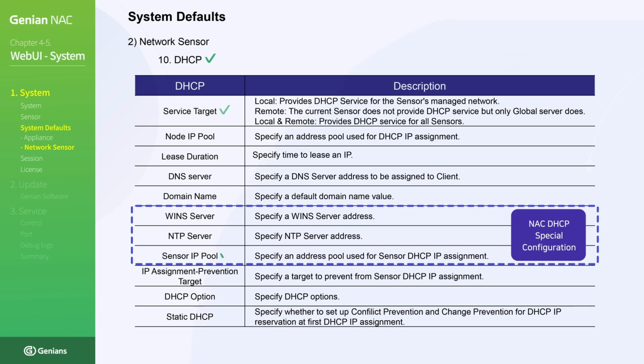The sensor IP pool item configures the address range to be used for sensor DHCP IP allocation by the network sensor. The IP assignment prevention target item designates targets that the DHCP server does not assign IPs to, which can be set to nodes violating the No IP Changes policy or nodes without a No IP Changes policy. The static DHCP item applies the IP change prevention and collision protection policies to nodes assigned DHCP IPs by NAC, providing fixed IPs.